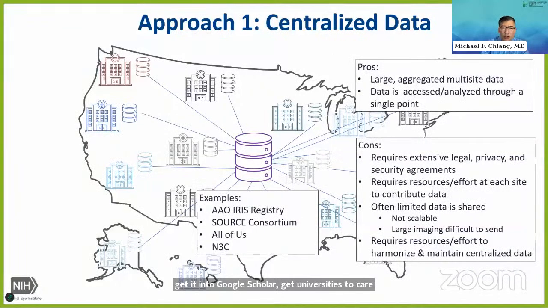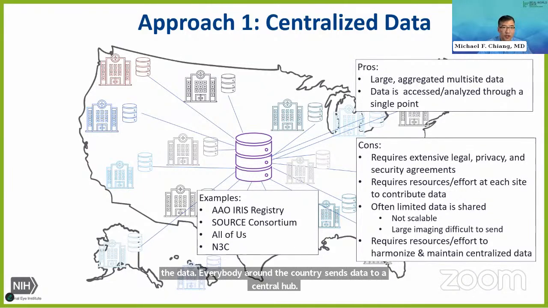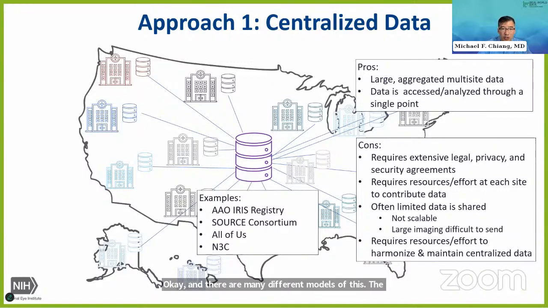In terms of sharing data and collaborating, there are two approaches. Number one is to centralize the data. Everybody around the country sends data to a central hub. Okay, and there are many different models of this. The American Academy of Ophthalmology's IRIS registry. Okay, at the University of Michigan, there's a SOURCE consortium that Josh Stein runs. And many benefits of this. It's very logical that data get analyzed and accessed through this single hub in the center.